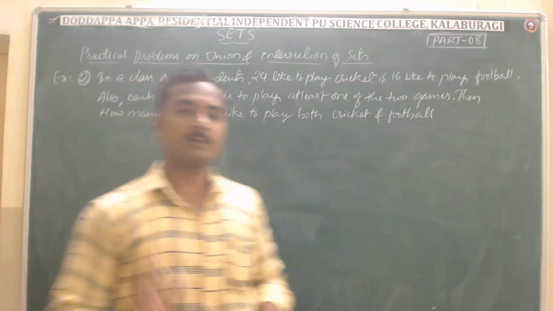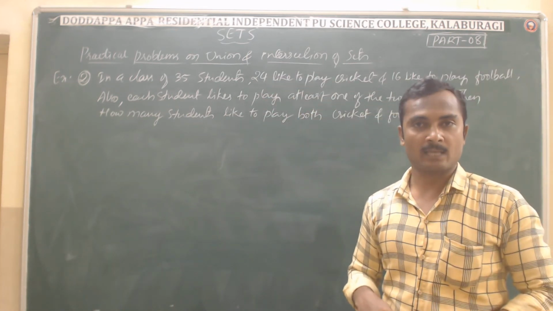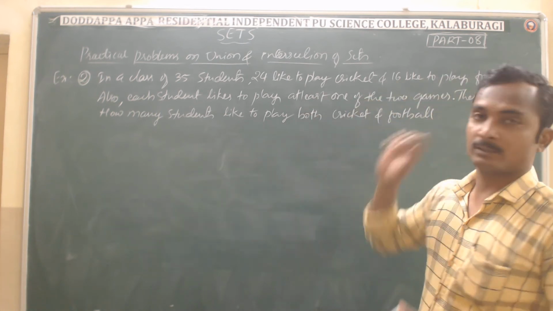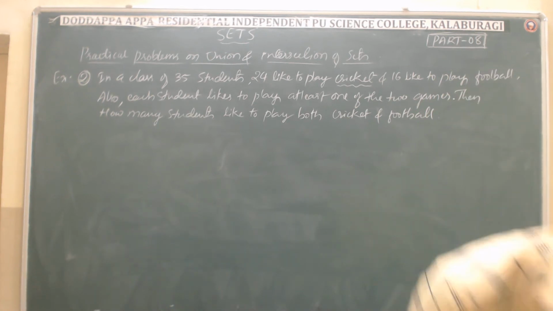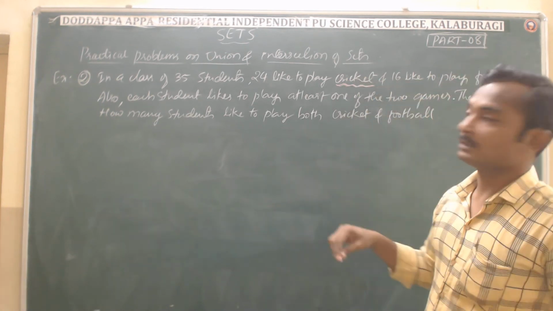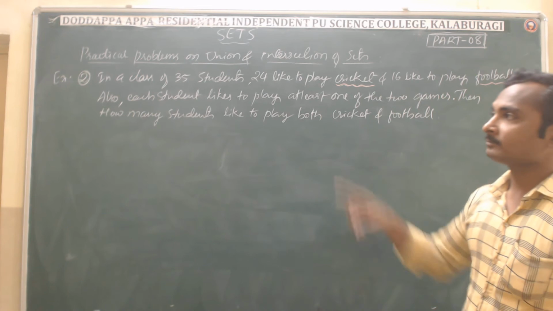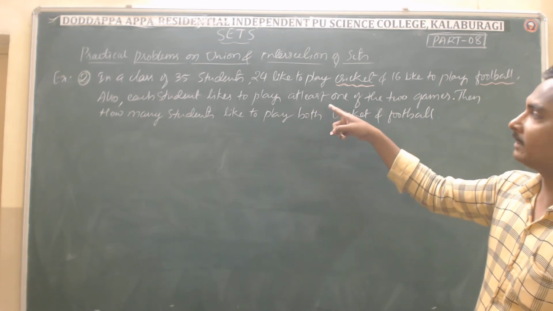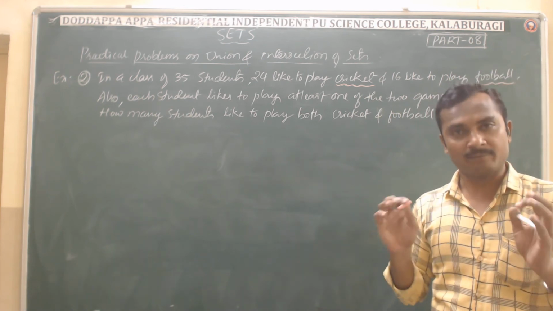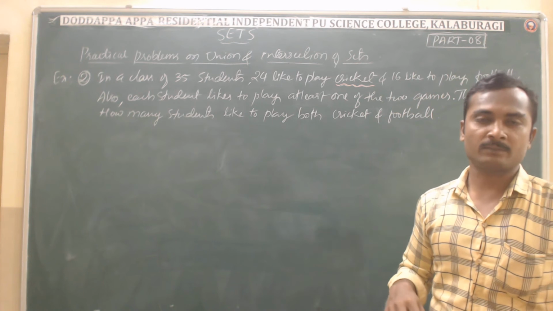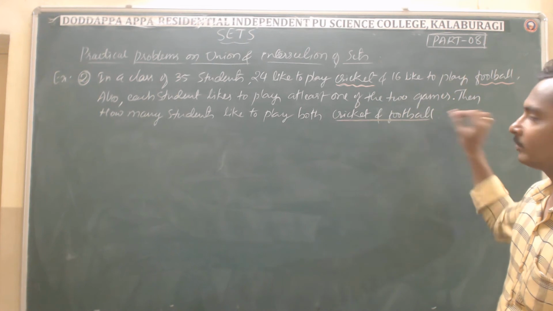Okay students, one more example we will solve. In a class of 35 students, 24 like to play cricket and 16 like to play football. Each student likes to play at least one of these two games, which means every student out of the 35 wishes to play at least one game. Then how many students like to play both cricket and football? You have to find.